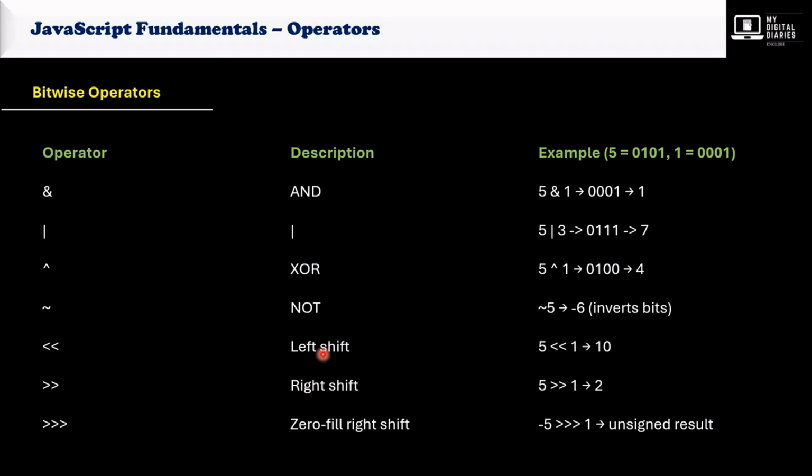Then we will move to the shift operators. There are three kinds of shift operators. We have the left shift operator. What it does is shift the bits to the left and fill the right side with 0. Whereas the right shift shifts the bits to the right. And finally we have the zero-fill right shift. This works like the right shift, but always fills the left side with zeros, even for a negative number.